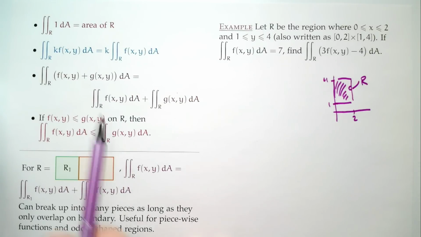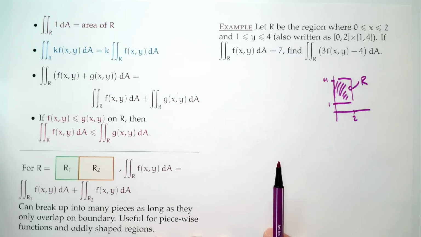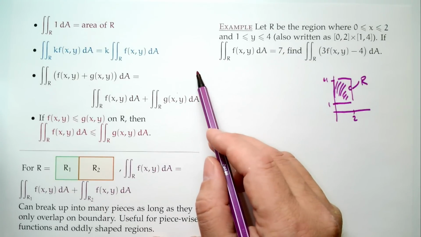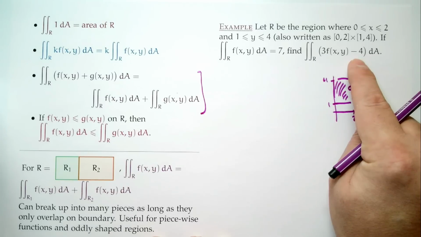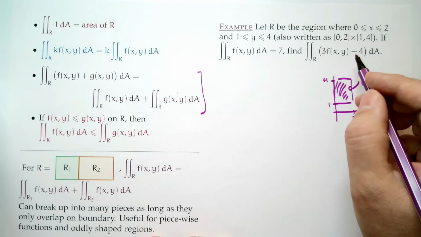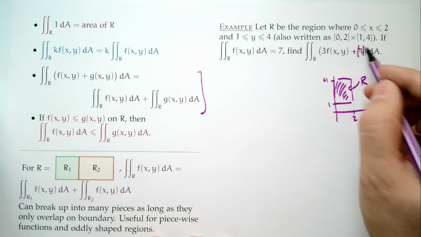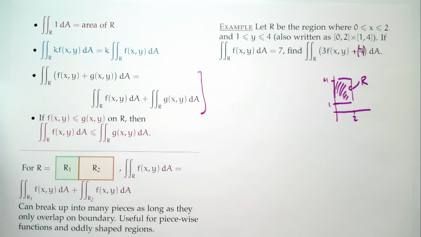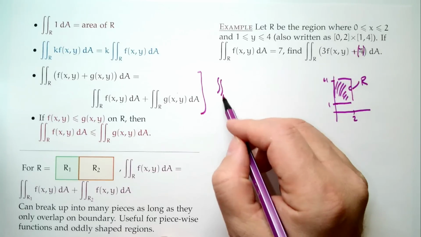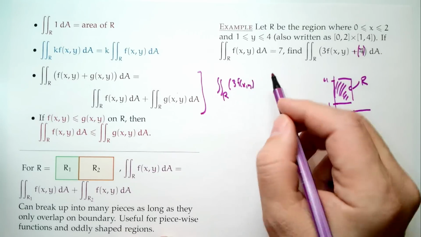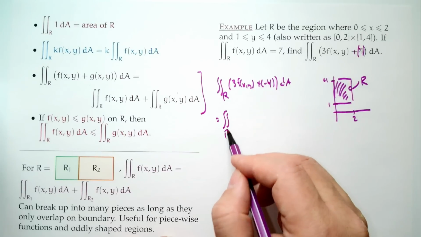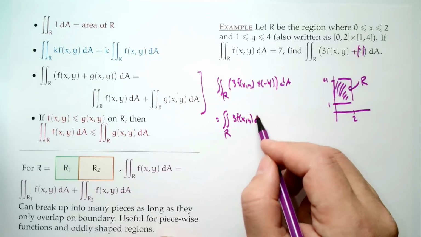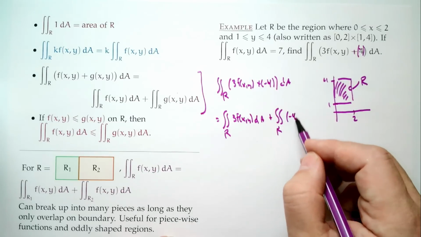Well, we'd like to pull a constant out, but what's something we should do before we pull a constant out? Yeah, we could try first breaking it up. You might say that's a minus, that's not a plus. Well, I can think of this as a plus a negative 4, because really subtraction is just adding a negative number. So I can say my integral over my region of 3f of x, y plus negative 4 dA, I can break it up into two pieces: the integral over my region of 3 f of x, y dA plus the integral over my region of negative 4 dA.